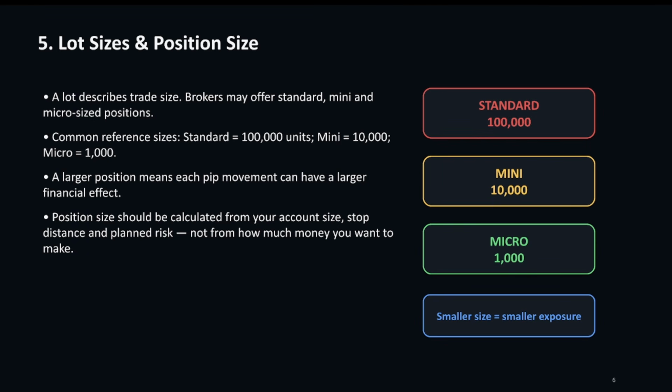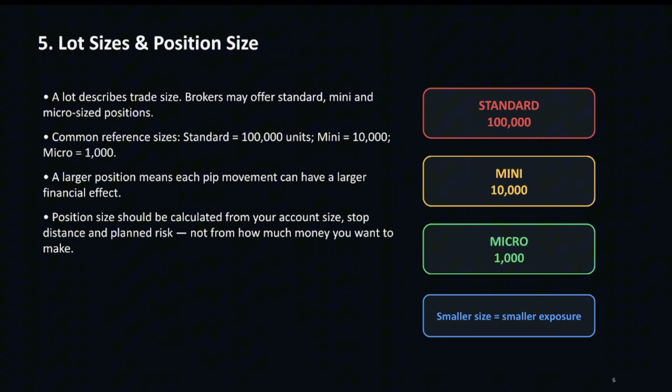A large position means each pip movement can have a large financial effect. Position size should be calculated from your account size, stop distance, and planned risk, not from how much money you want to make. Later on in this video, I believe we're also going to go over risk management. So let's say, for example, I'm looking at a trade and I want to catch 10 pips.